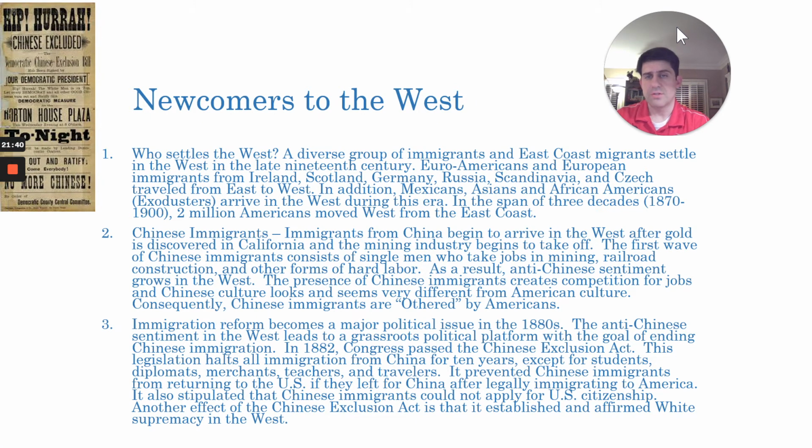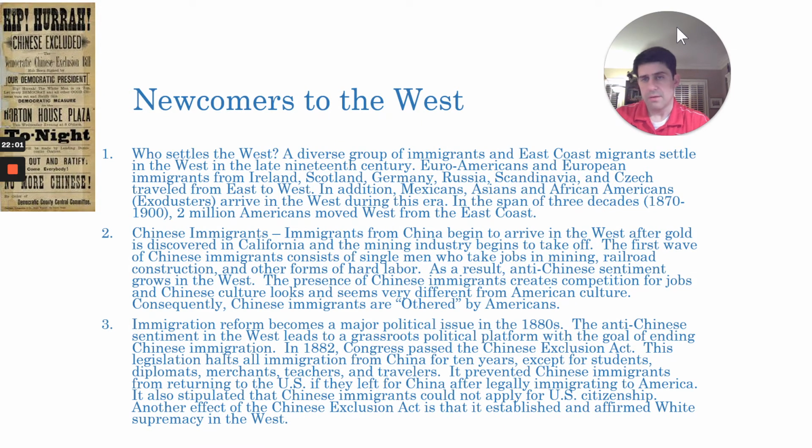In addition to these European Americans, there were immigrants from Mexico, Asia, and of course the African Americans that we talked about in depth last week, the Exodusters and Pap Singleton. They arrived in the West during this era as well.